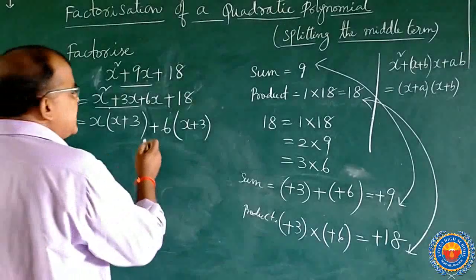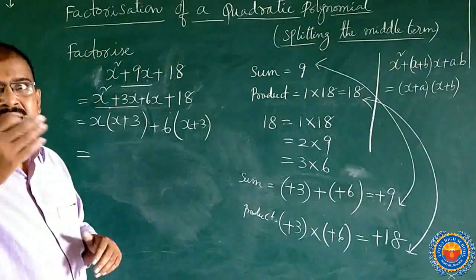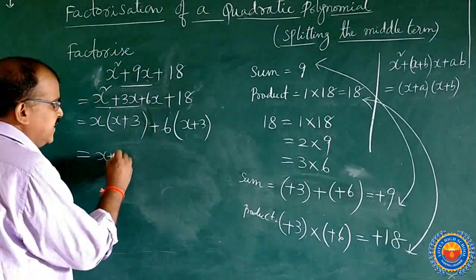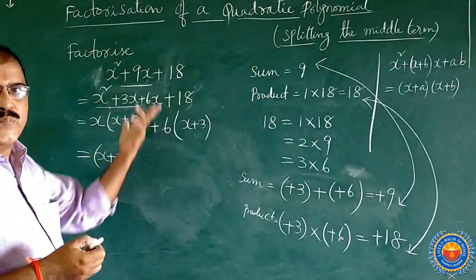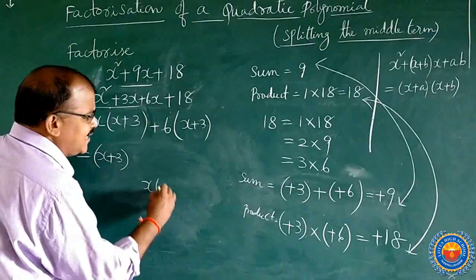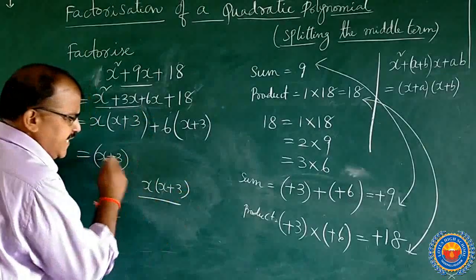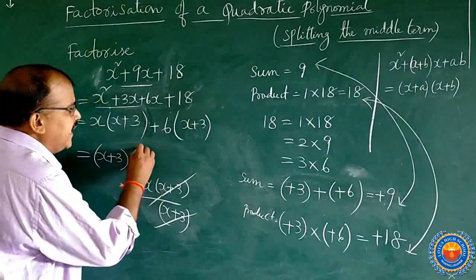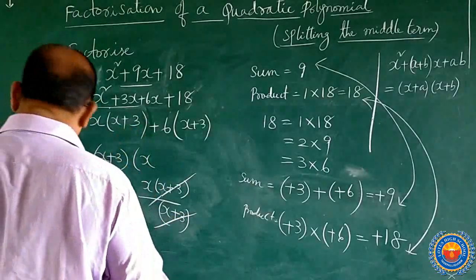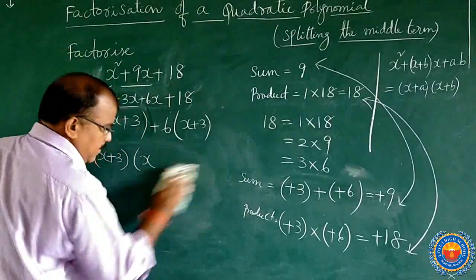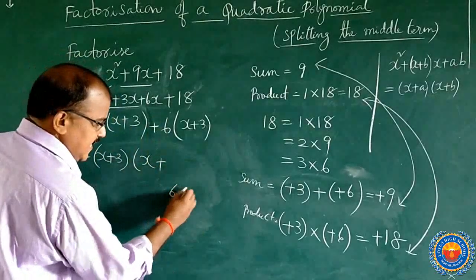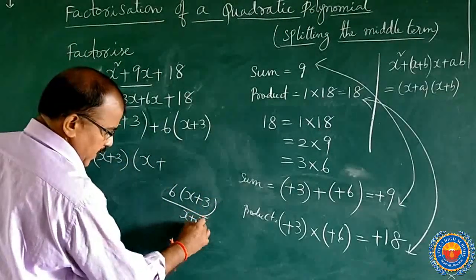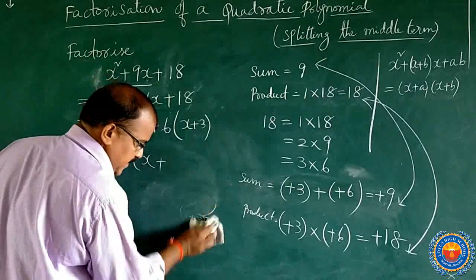So here you know very well, which is common? X plus 3 is common. That's why you take x plus 3. Now take x into x plus 3 first, and this x plus 3 and this x plus 3 are cancelled. What is left? X. And this plus 6 into x plus 3, common factor x plus 3, and you cancel this. What is left? 6 is left.